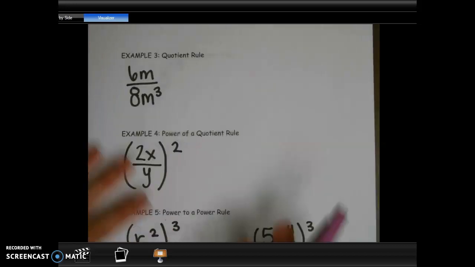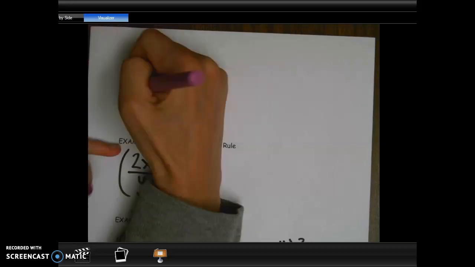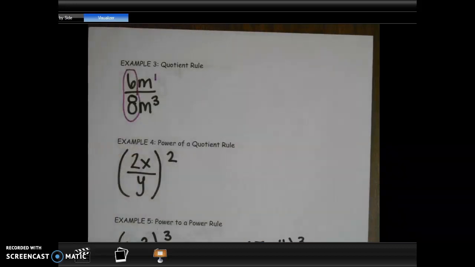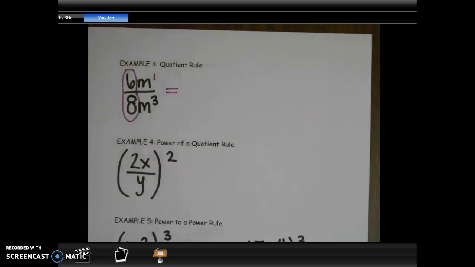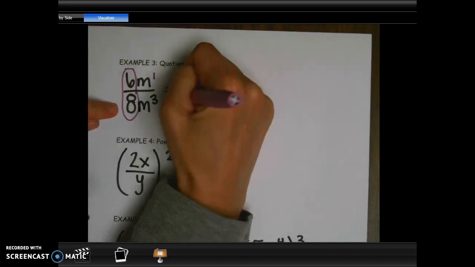Quotient rule. All right, so remember in the quotient rule, we're going to end up subtracting our exponents. And remember when there's not a number there, there's an invisible 1. Let's take care of our big numbers first. 6 over 8. Can that reduce? Yes, it can. 6 over 8 can reduce. They're both divisible by 2. That leaves us 3 over 4.